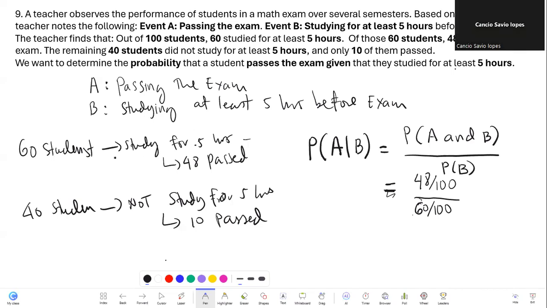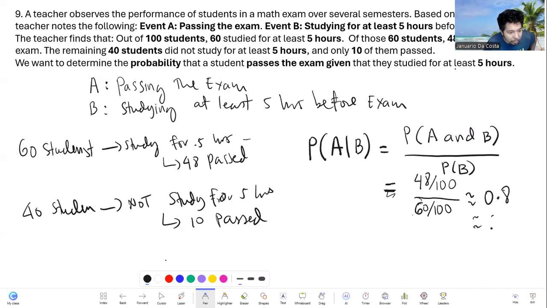Of those 60, 48 passed. So from that, do you understand? Yes, teacher. So the probability is about 0.8, or approximately 80%. Interpreting that, there is an 80% probability that somebody will pass an exam if that person studies at least 5 hours before the exam.